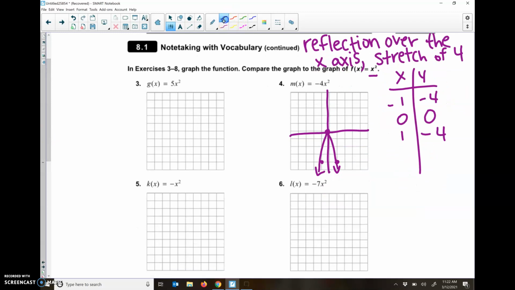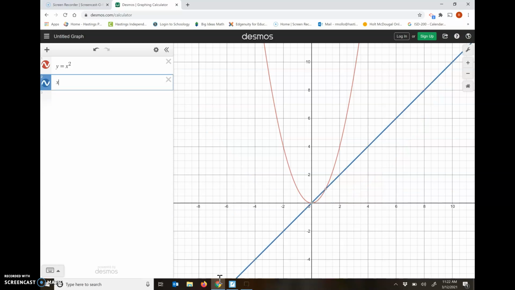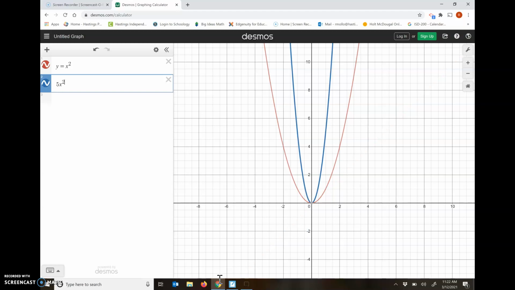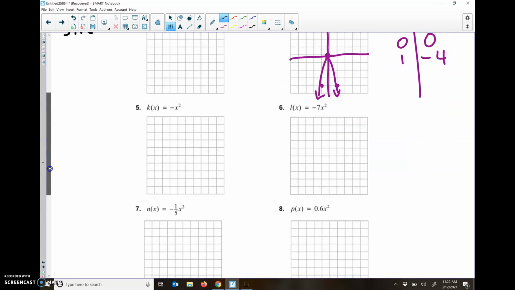For number 5, let's pop in the Desmos app. So we have 5x squared. Okay, so there's that blue line. So again, taller and skinnier, it has a stretch. So everything is going up since it's positive, so we don't have to worry about a reflection or anything. We're just going to write it has a stretch of 5. It's pretty much the only difference between 5x squared and x squared is this one will have a stretch of 5.